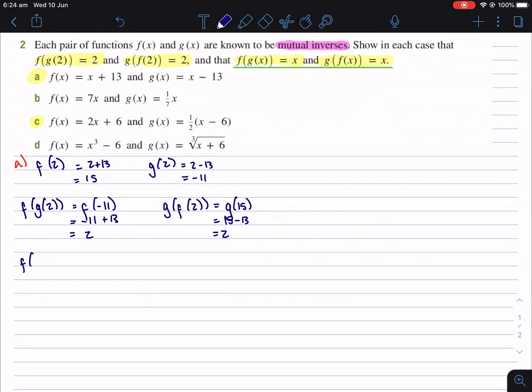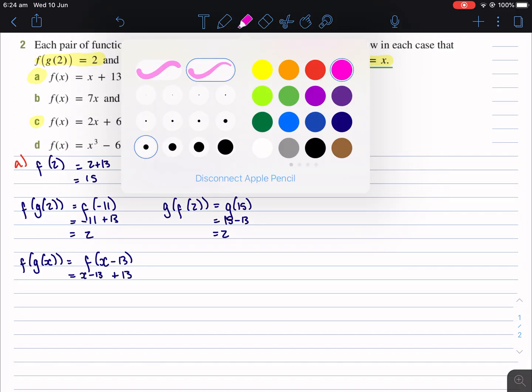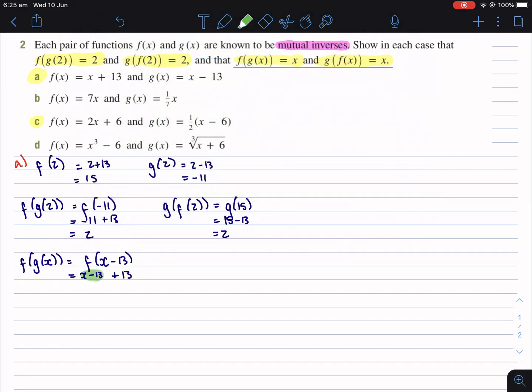So if we do f of g of x, then g of x was x take 13. So in f of x, x plus 13, we're going to replace the x with x take 13. So we've got x take 13 plus 13. So this one was g of x, yeah? And we replaced this x with that. And now we're about to do the other way around. Sorry, they haven't finished yet. x take 13 plus 13 just comes out as x.